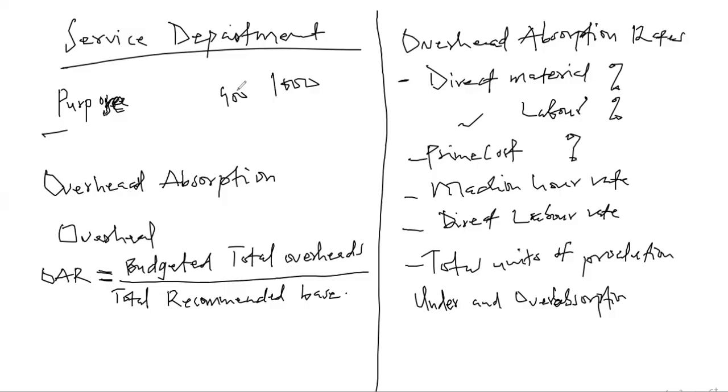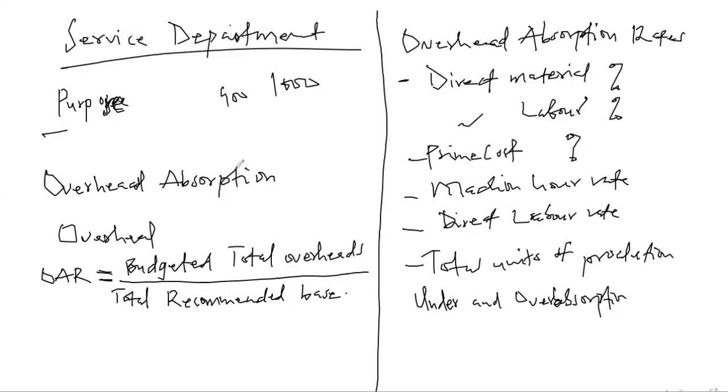What are some of the causes of this under absorption? It could be that there is inefficiency or there's wastage. This can cause under absorption. So we budgeted that we are going to have overheads of 1,000. By the end of the day, we are having 900. That is under absorption. We've absorbed less.